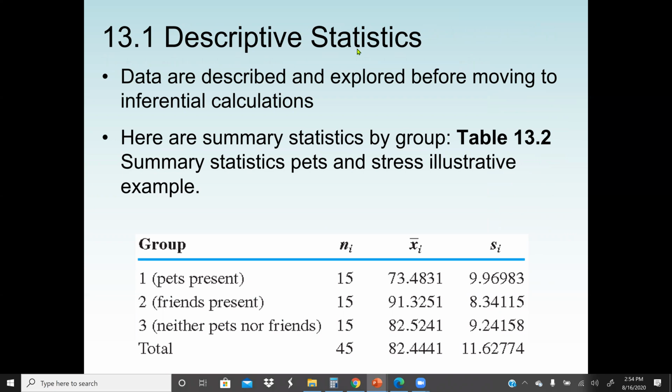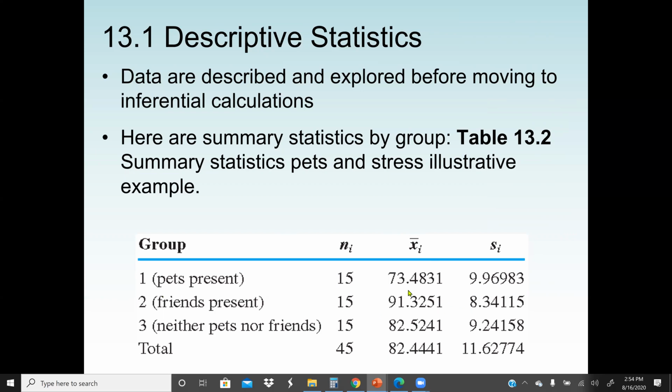For the descriptive statistics, we want to find the average measured heart rate for each of the three groups individually. From there we can see, for example, that group 1 has a higher average rate than group 2, so most likely group 1 has more stress than group 2. Looking at the data, the sample size is 15 for all three groups.